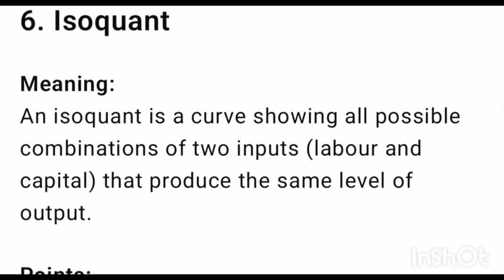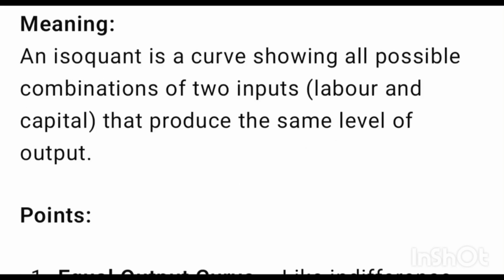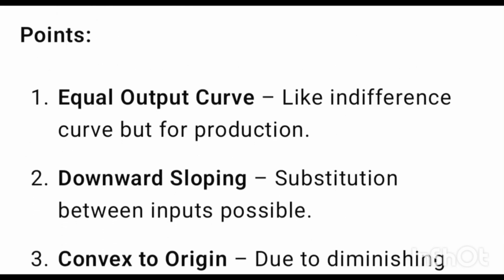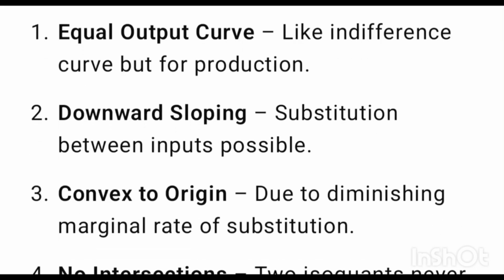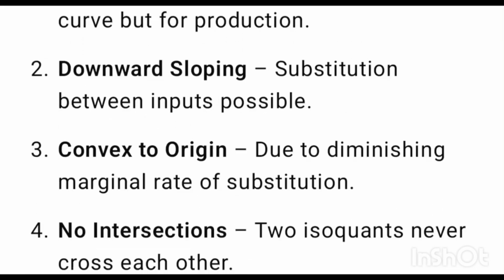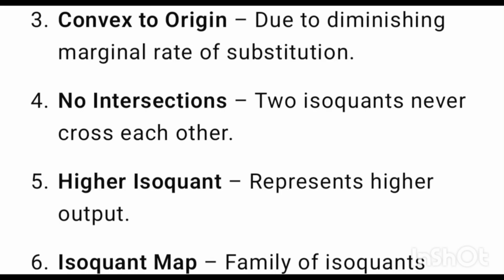Number 6. Isoquant. Meaning. An isoquant is a curve showing all possible combinations of two inputs, labor and capital, that produce the same level of output. Points. 1. Equal output curve, like indifference curve, but for production. 2. Downward sloping, substitution between inputs possible. 3. Convex to origin, due to diminishing marginal rate of substitution. 4. No intersections, two isoquants never cross each other.